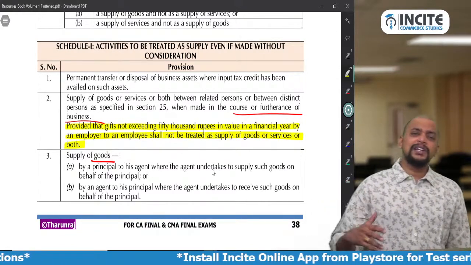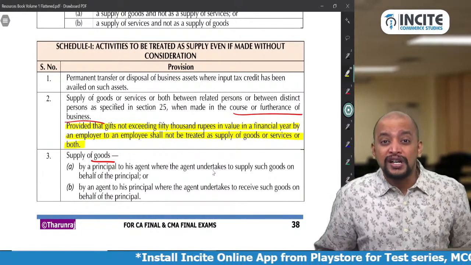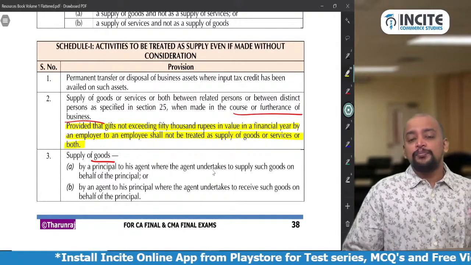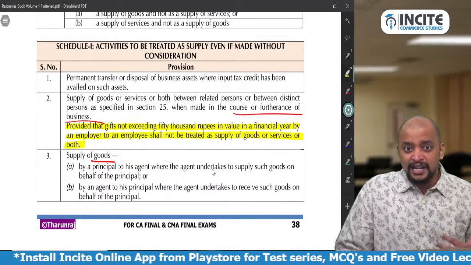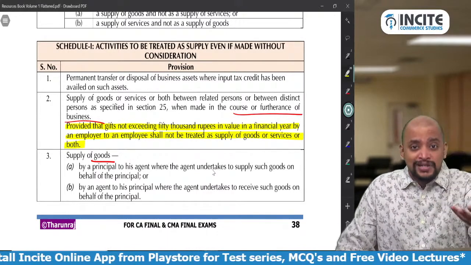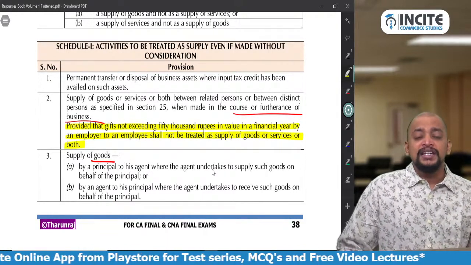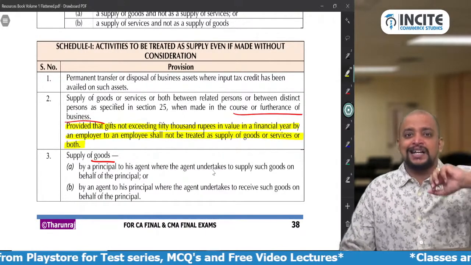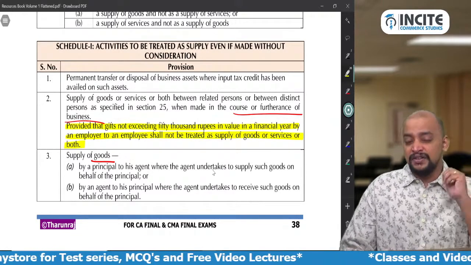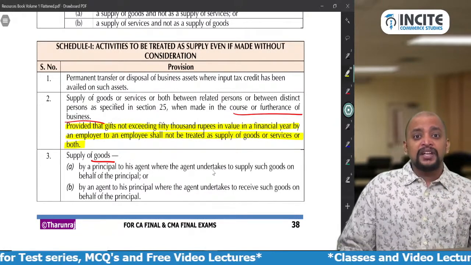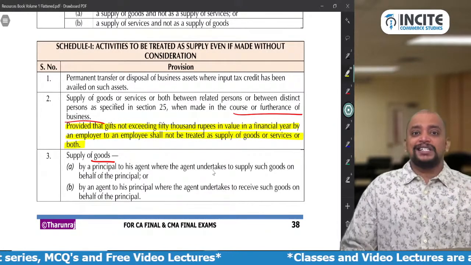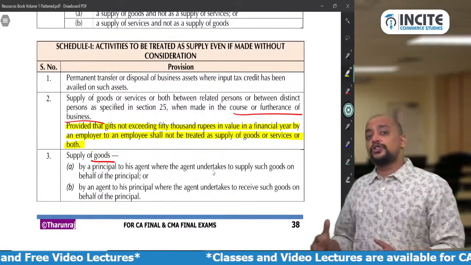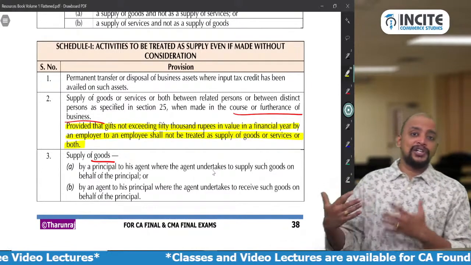Why do we need to discuss this? Because employer and employee are treated as related. If the employer gives any goods or services to the employee, even without consideration, it will become a related party transaction. So they gave a relief. If it is gifts, and the value of the gifts does not exceed 50,000, then it is not a supply. This 50,000 should be computed for a financial year.